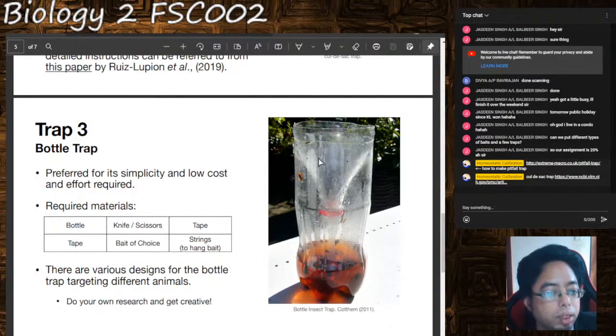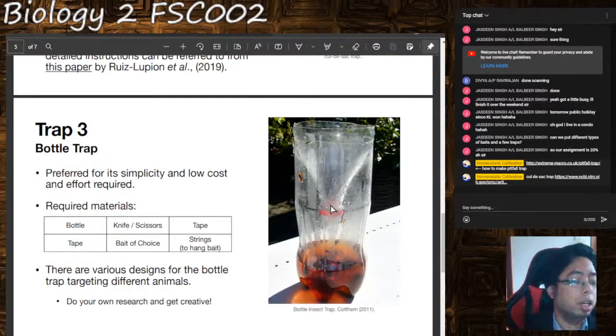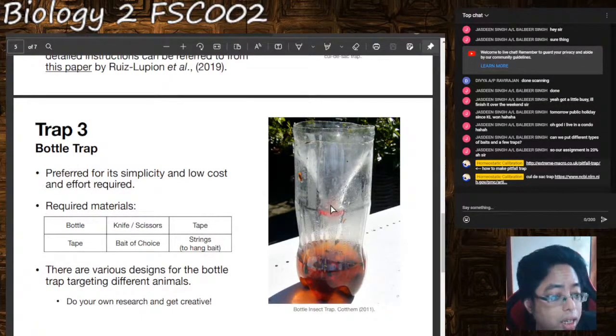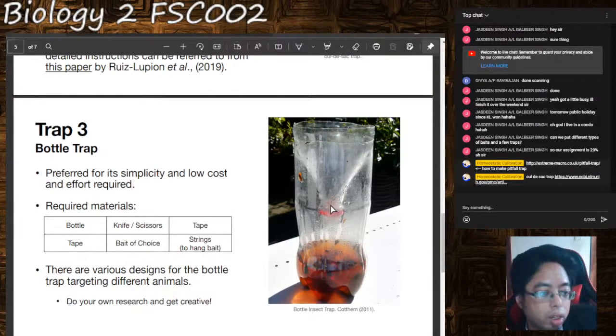upside down. So what happens, if you can see that the design is like this, it's because insects that can fly cannot fly directly upwards. They can only fly in something like a takeoff. So they can get inside, but they cannot escape, because whenever they want to take off, they will miss the hole. They will hit the wall.